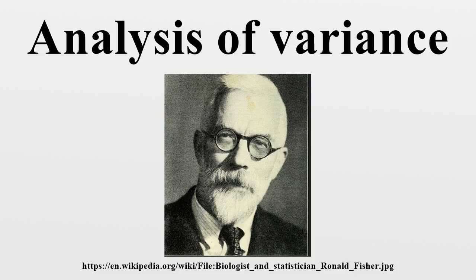ANOVA is a particular form of statistical hypothesis testing heavily used in the analysis of experimental data. A test result is called statistically significant if it is deemed unlikely to have occurred by chance, assuming the truth of the null hypothesis. A statistically significant result, when a probability is less than a threshold, justifies the rejection of the null hypothesis, but only if the a priori probability of the null hypothesis is not high. In the typical application of ANOVA, the null hypothesis is that all groups are simply random samples of the same population.